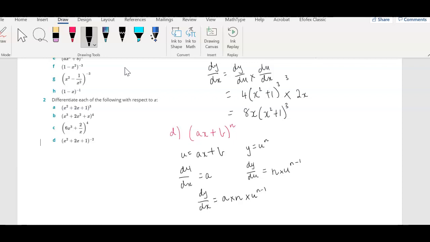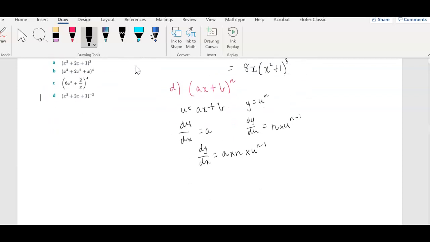Oh, I forgot to substitute u back in, so let's do that. In the previous example I did that earlier, but I can do that now. So a times n times (ax plus b) to the power of n minus 1. Your final answer shouldn't have u in it, because you let u equal something else, and then you've got to substitute it back in at the end.